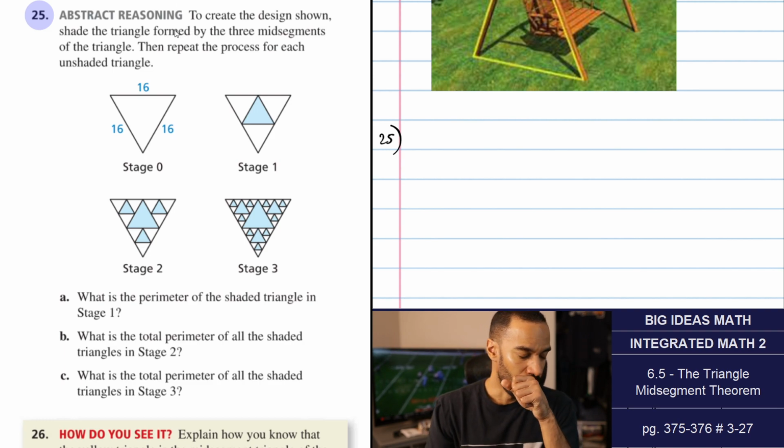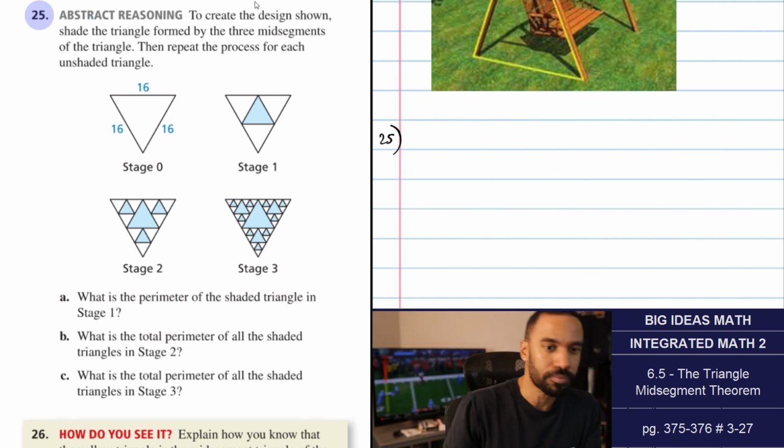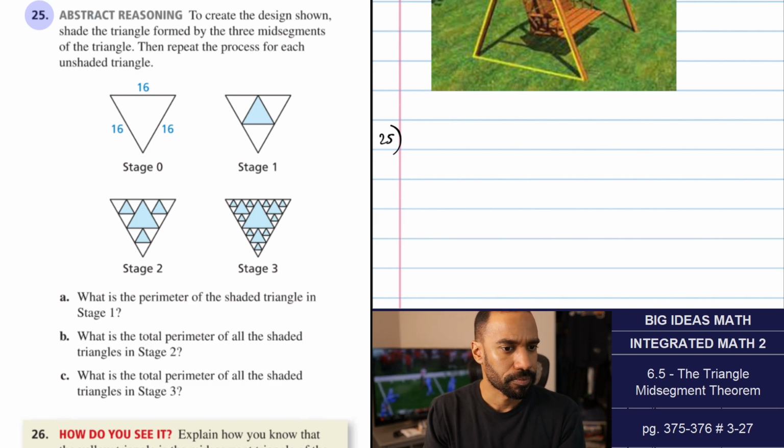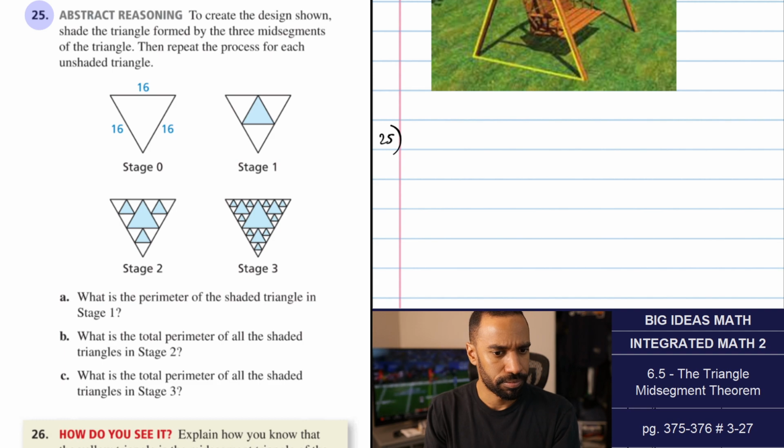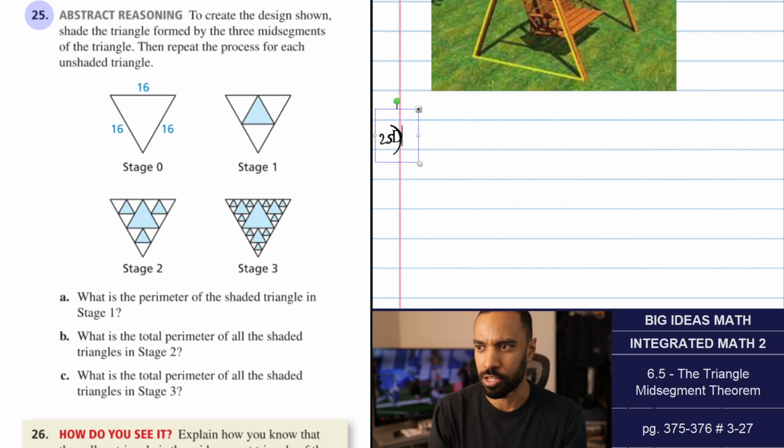I got to sneeze. Excuse me. Okay. So I'm just going to... Stage 1. I was copying down stage 0. My bad.